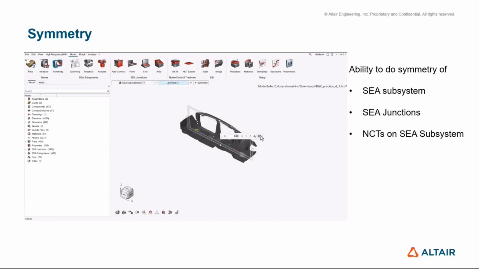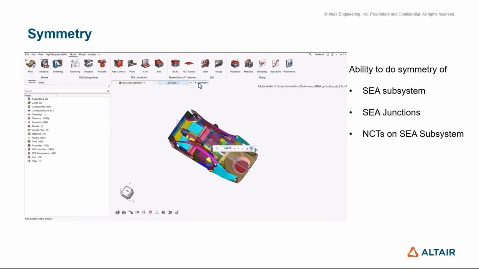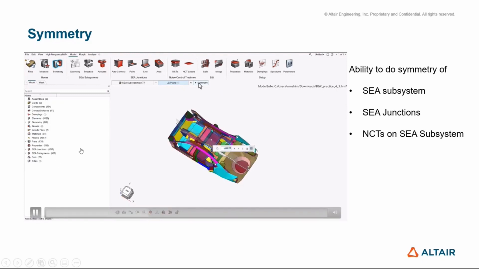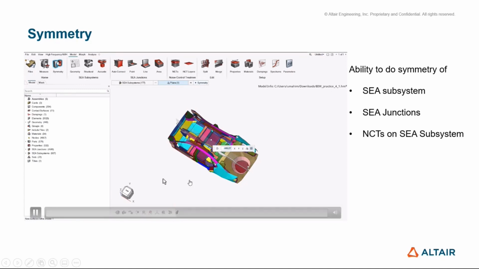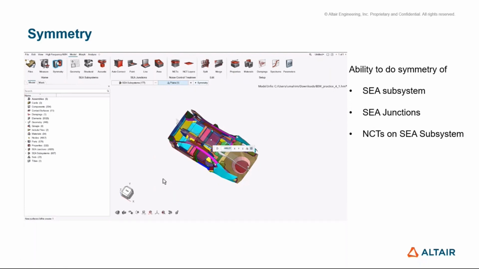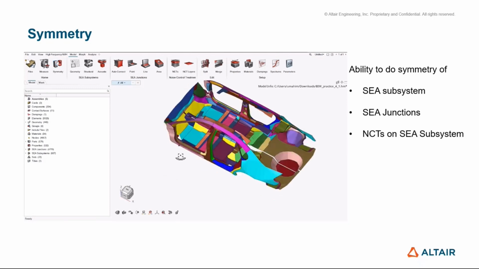So if you select SEA subsystems, and the junctions are defined between two subsystems, it will automatically understand them. Then it will start reflecting them and the connections, as well as the intricate details and the advanced options. If you have defined them on one side, all will be exported to the other side. In this way, it will be easy for the user if he creates a half subsystem, defines all his noise control treatments, and then reflects it.